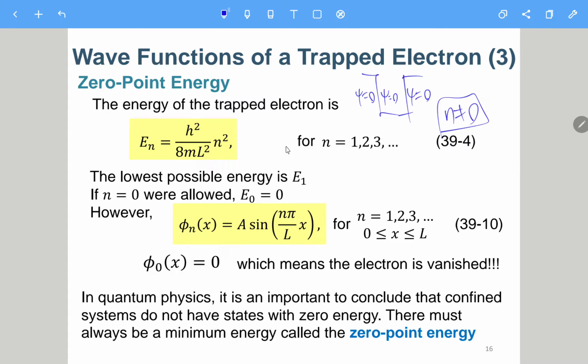This means that the lowest energy state will be E1, which, although it is a very small number, is the smallest possible energy for the particle inside the infinite square well. This is called the zero-point energy, which means even at absolute zero, the particle still has some energy, it's still moving. If phi is 0 all the way, then the electron has vanished. So we have this so-called zero-point energy.